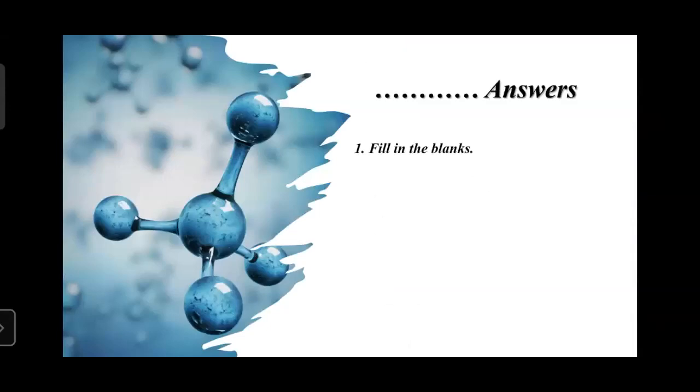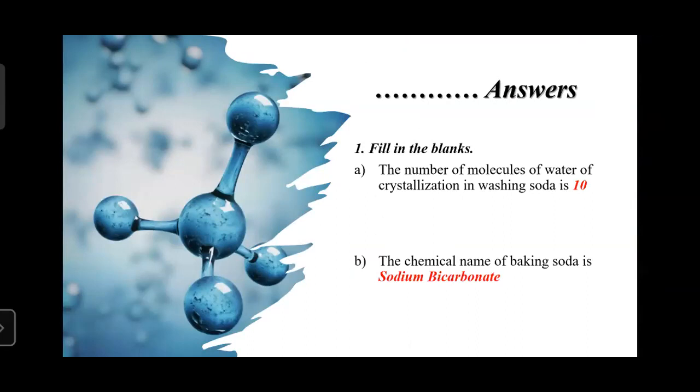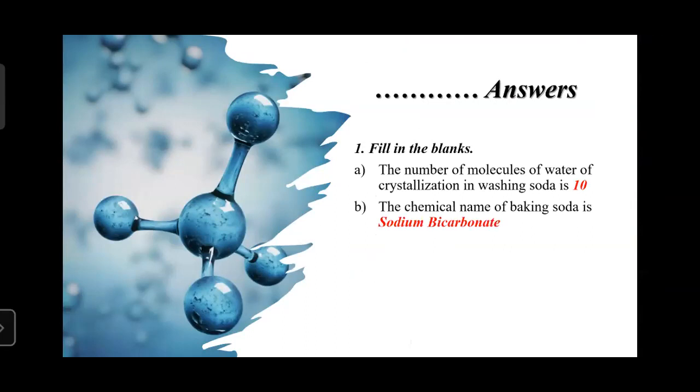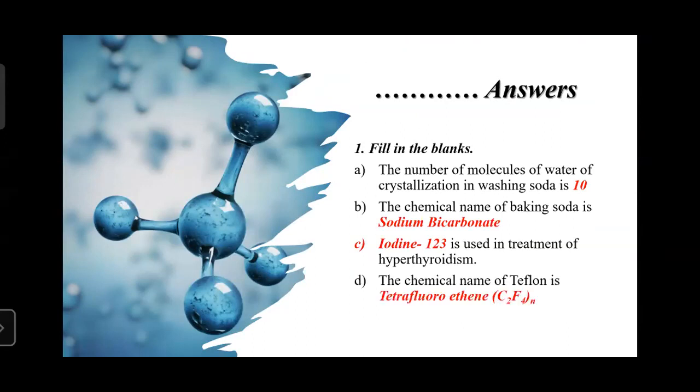First, the number of molecules of water of crystallization in washing soda is 10. The chemical name of baking soda is sodium bicarbonate. Third one, dash is used in the treatment of hyperthyroidism. Answer is iodine 123. The chemical name of Teflon is tetrafluoroethane, that is C2F4N.